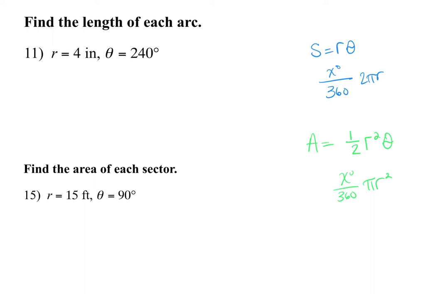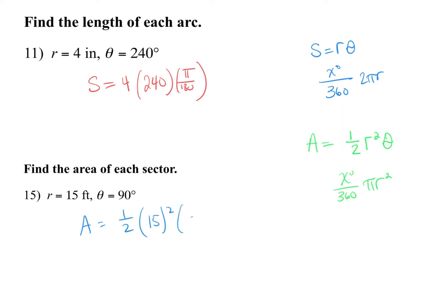So when I do this, I'm just going to plug it in. S equals r, that's 4, times theta. Well, theta is going to be 240 times pi over 180. All right? Or you can plug it in the other way: 240 over 360 times 2 pi r. If I want to do the area then, I'm going to say 1/2 r squared times 90, but that's in degrees. I need it in radians. All right? You just need to know your formulas. One way or the other, you need to know those formulas.